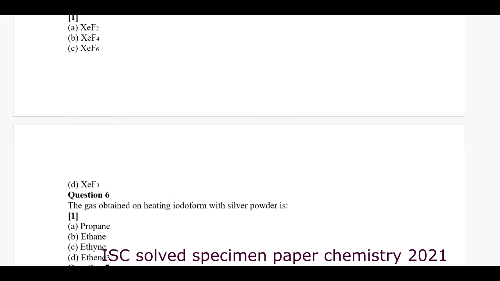Question number 5. Which of the following cannot be formed? Look, we know the XeF2 structure, hybridization, XeF4, XeF6, but XeF3 we don't know. So here the answer will be XeF3.